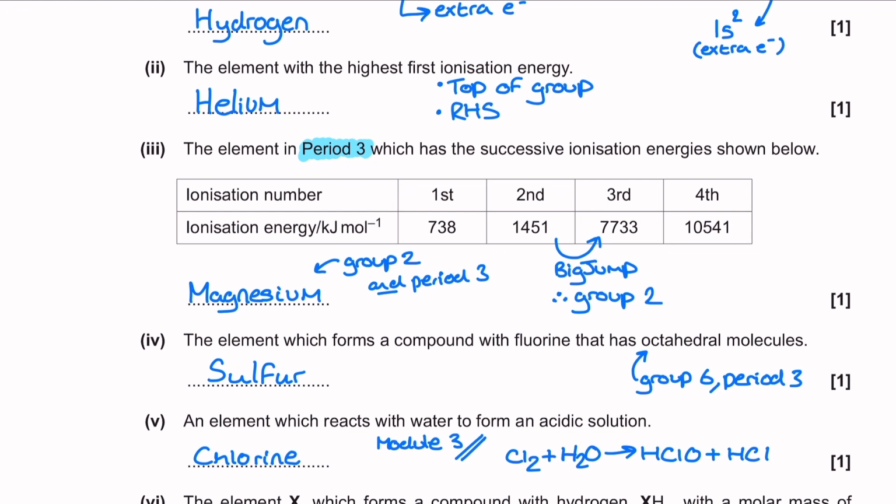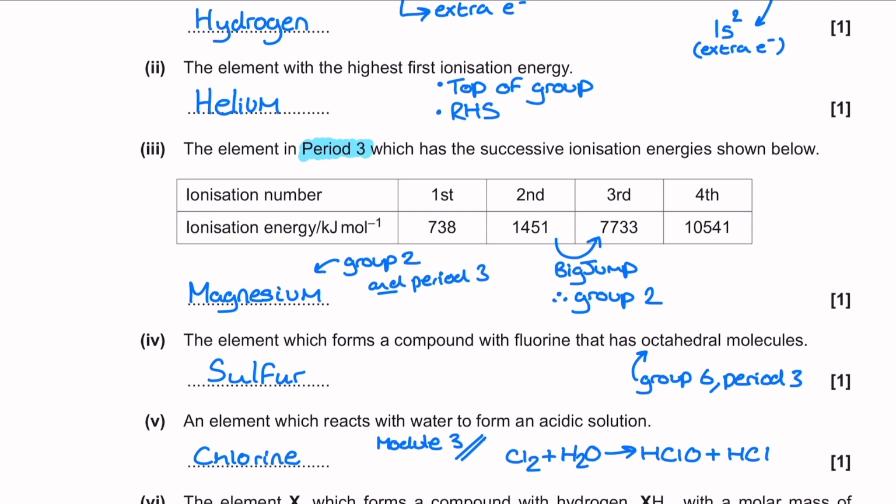Next up, the element which forms a compound with fluorine that has octahedral molecules. Now here we're looking at group 6. Because to form an octahedral molecule, you're going to need to form 6 covalent bonds around the central atom. And so that central atom has got to be in group 6 here, really, for this. Yeah, there are other options for this, but we know that we're looking at individual elements here in that first section. So just from hydrogen through to argon on the periodic table.